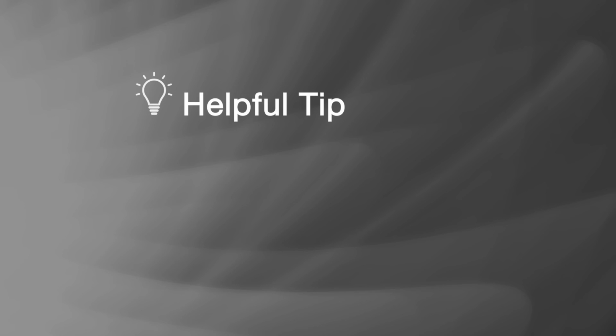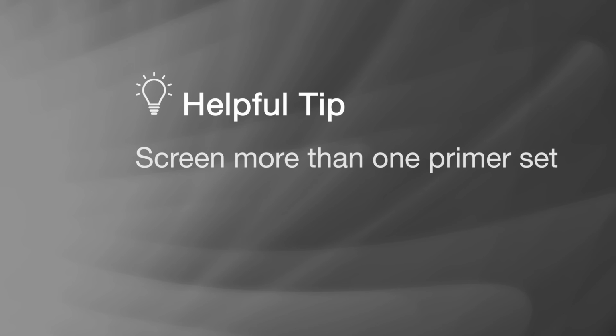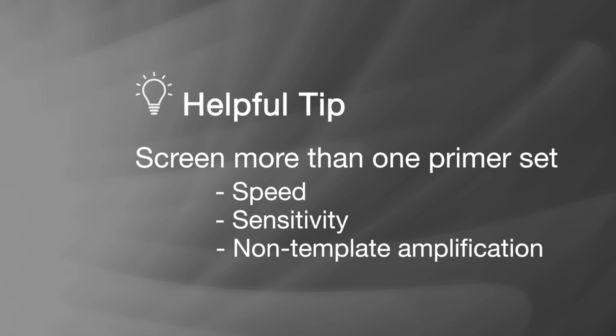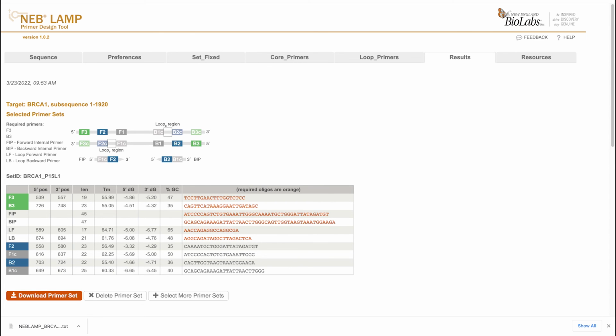For any new lamp assay, it is advisable to screen more than one candidate primer set to find the best performance in terms of speed, sensitivity, and non-template amplification. From the Results tab, you can either click Select More Primer Sets or the Core Primers tab to go back to the candidate set page and repeat the selection and loop primer design steps.